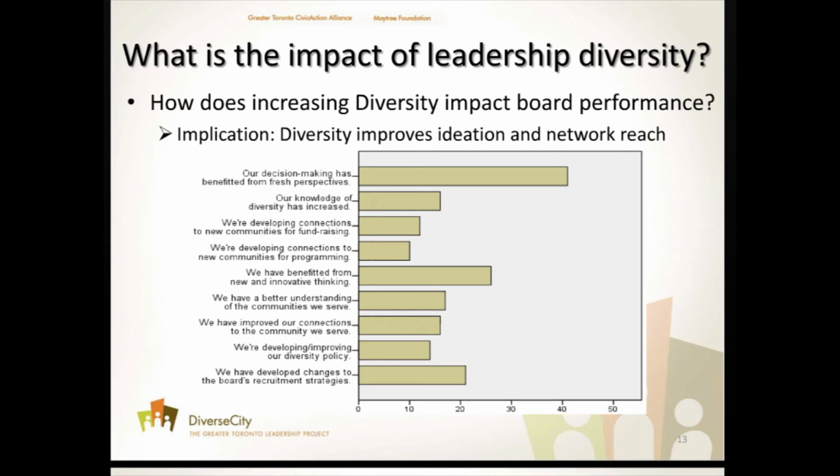If we look at this in a slightly different way, which is to say, ask the question, okay, how does diversity impact board performance, the way the board functions? We see diversity as having really two strong impacts. One is in the area of ideation. And when we say ideation, what we really mean is being able to bring fresh perspectives, innovative ideas, and new problem solutions to the foreground for boards. We see diversity as having a big impact on that, as reported by our respondents. But also we see diversity as having an impact on what we would call network reach, the ability of the organization to reach out beyond its boundaries, to engage new stakeholder communities, and to improve the connections to the communities that the organization serves. And so we see diversity in terms of board performance and how it functions as having two tangible impacts that are quite significant for the nonprofit sector.